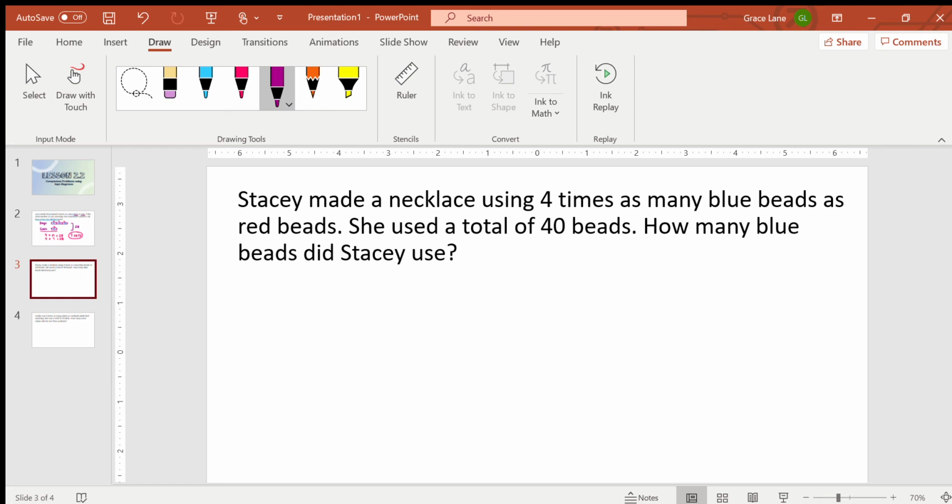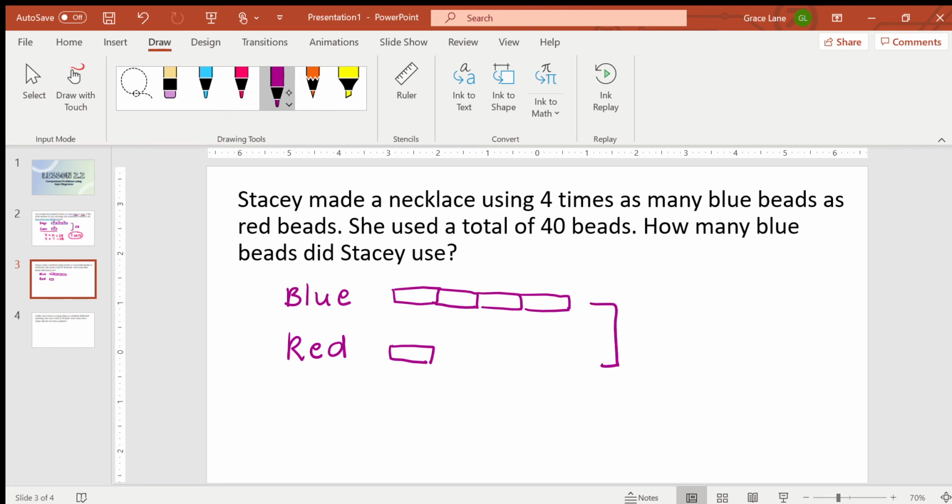So right now I'm comparing blue beads and I'm comparing red beads. So it says I used 4 times as many blue beads. So I'm going to represent that with 4 boxes in my tape diagram, 1 for red. The total is 40, so red and blue together will equal 40.